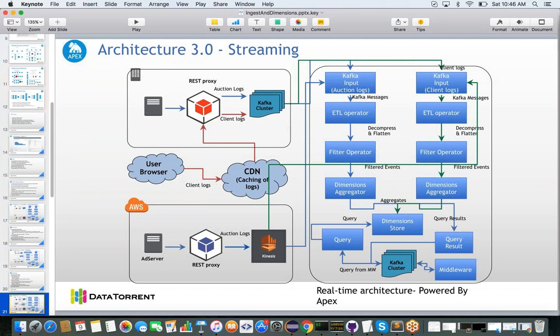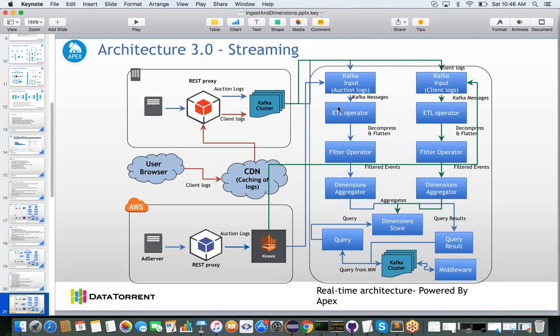Okay. Then from that point on, we evolved to a truly streaming architecture. We did away with the S3 reads. So now you have both the pipelines for your auction logs and your client logs reading from Kafka topics, and then doing some ETL decompression and flattening in your ETL operator. This was an operator that was written by the team working on it, from the customer, because this operator has your business logic in it.